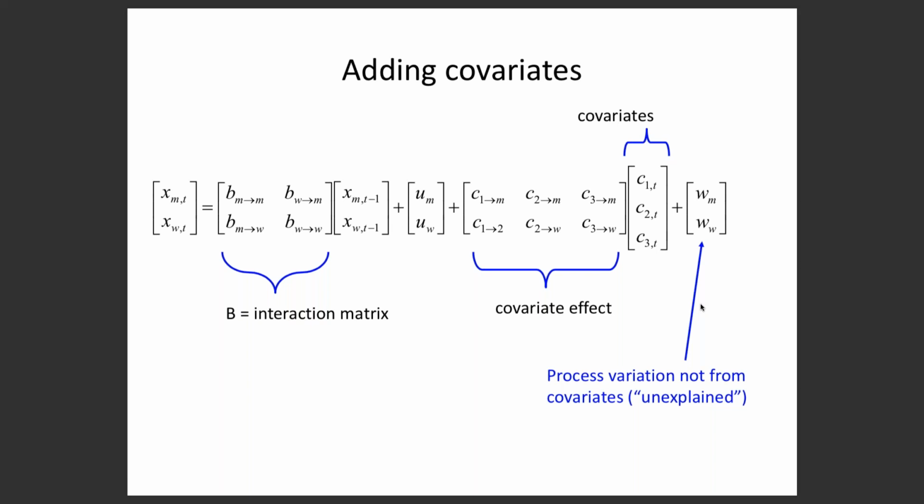And often what we want to do is tease out how these environmental covariates are affecting our species. And how we do that is we include the covariates in our process model. So let's say we had 3 covariates. Now we can model the effect of covariate 1 on moose, 2 on moose, 3 on moose, and then separately the effect of 3 on wolf, 2 on wolf, and 1 on wolf.